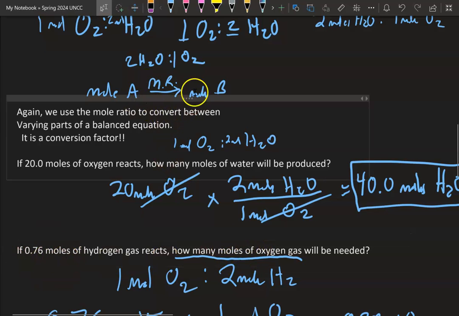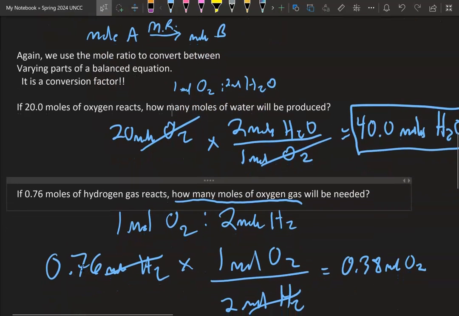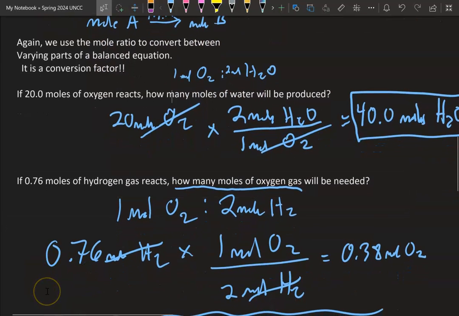So again, we're going to apply this roadmap here. Moles of A convert to moles of B. We're solving for oxygen gas, so we need to make sure we put oxygen on the top in the ratio. So it's 1 mole of oxygen for every 2 moles of hydrogen. So to put this into the calculation part, you take the 0.76 moles of hydrogen gas and you divide it by 2. All right, the moles of hydrogen are going to cancel out, and that leaves you with 0.38 moles of O2.